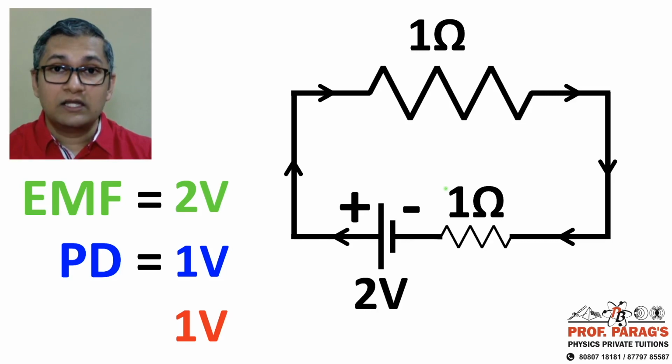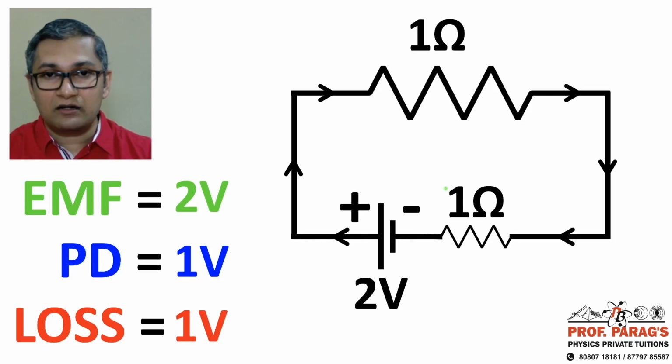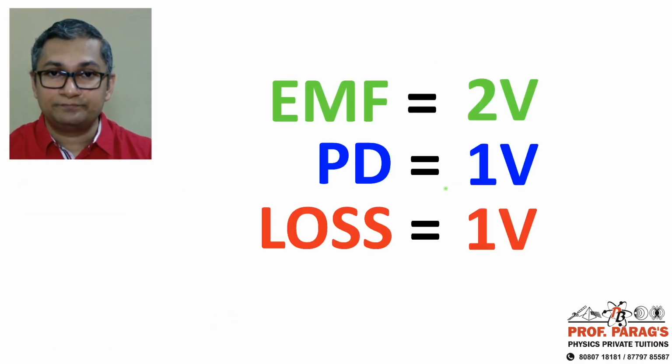So please note, EMF, the name is electromotive force, but it's not measured in newtons or dynes. It's a voltage. And the PD is also a voltage, and the 1 volt across the internal resistance, we can actually call a loss. Why is it called a loss? The reason is we are not going to use it. It's within the cell. That's what we were saying, there is loss of energy. So we have 2 volts EMF, 1 volt PD, and 1 volt of loss.